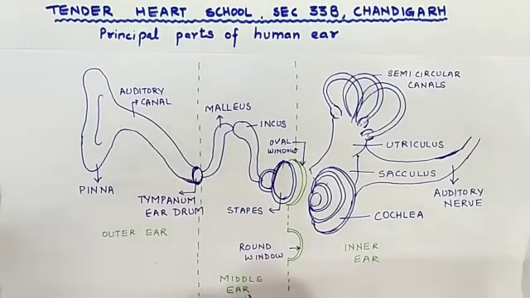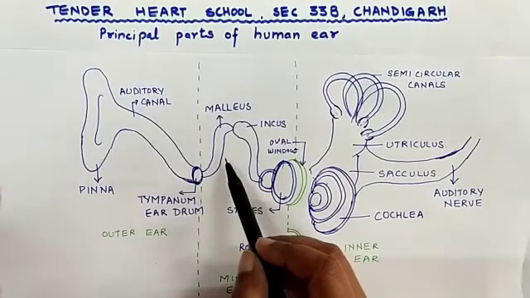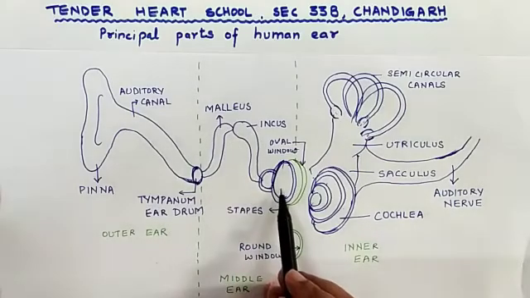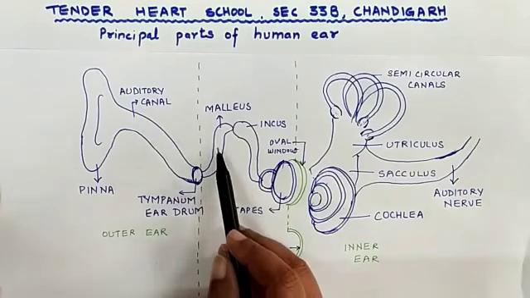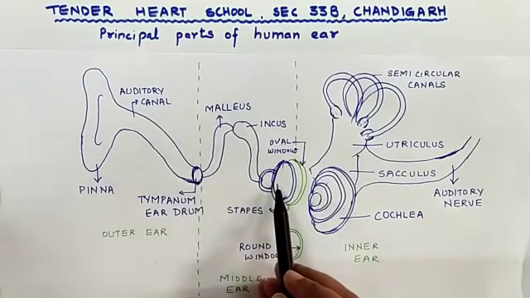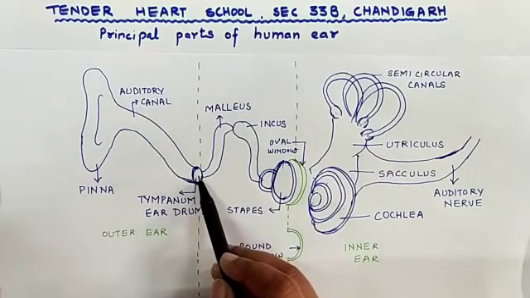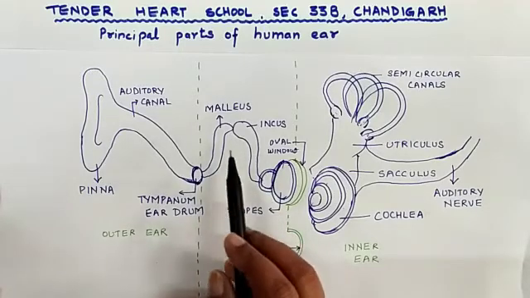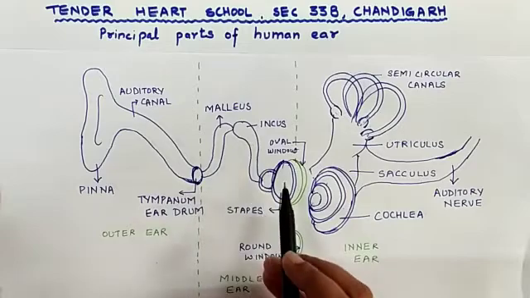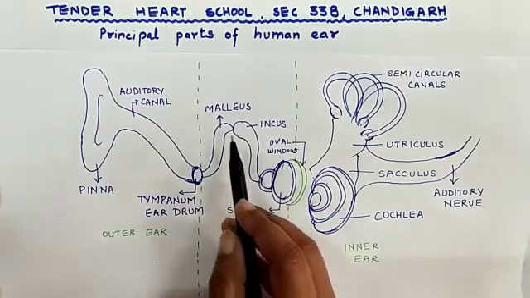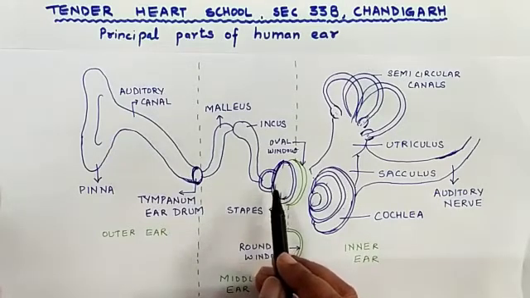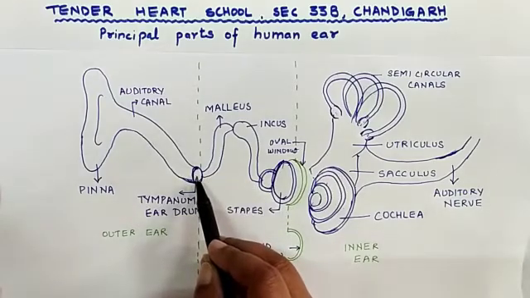Next, the middle ear. The middle ear has three tiny bones: malleus, incus, and stapes. These three tiny bones enhance the vibrations which are received from the tympanum. The positioning of these three bones, which are together called ear ossicles, is such that they enhance the vibrations received from the tympanum.